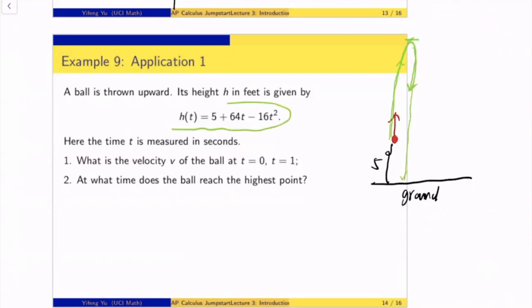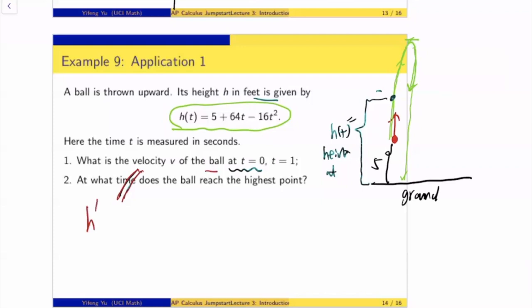All right, and h(t) represents the location. So h(t), at a moment t, is the height at time t, right? Now first of all, we want to calculate the velocity at t equals zero. According to the physical meaning of the derivative, the velocity v of the ball is just the derivative. So we are calculating the derivative. First of all, let's calculate the derivative. The first one just gets zero, so it's 64.